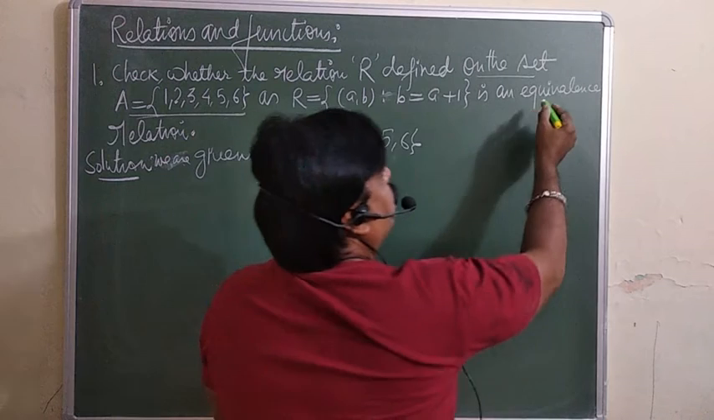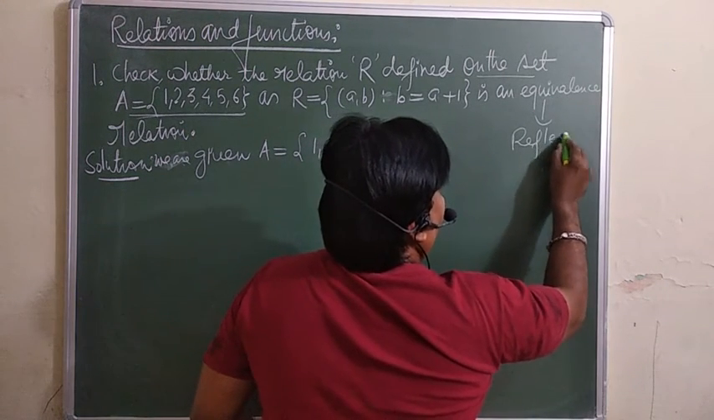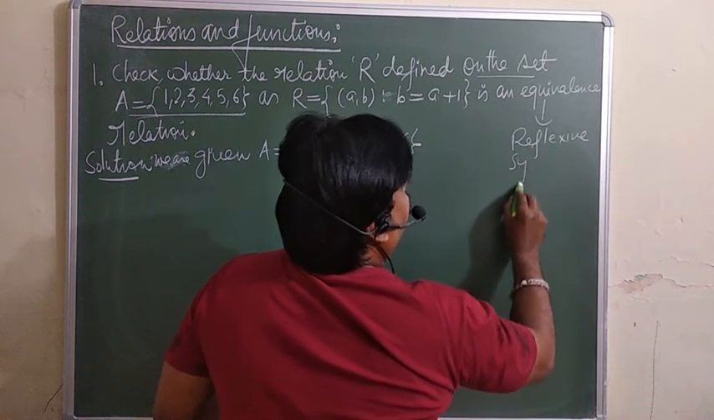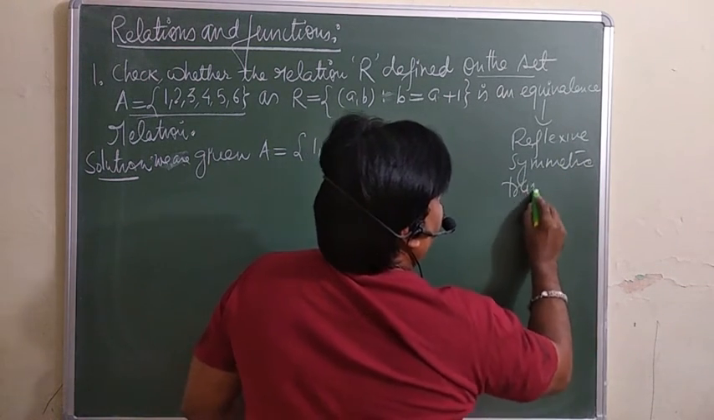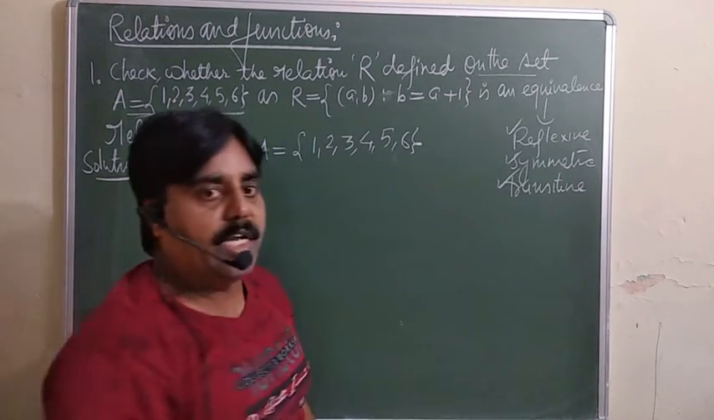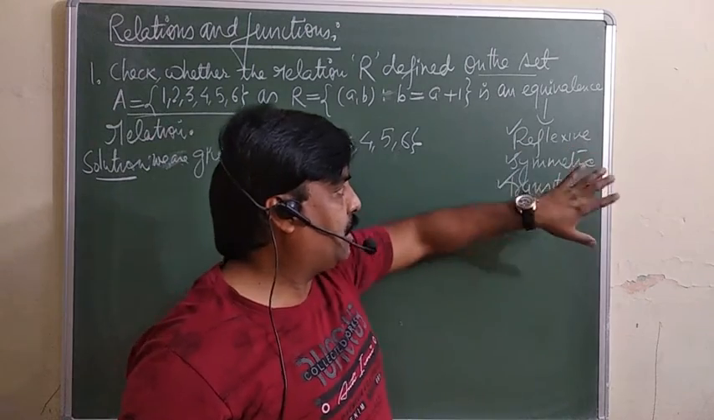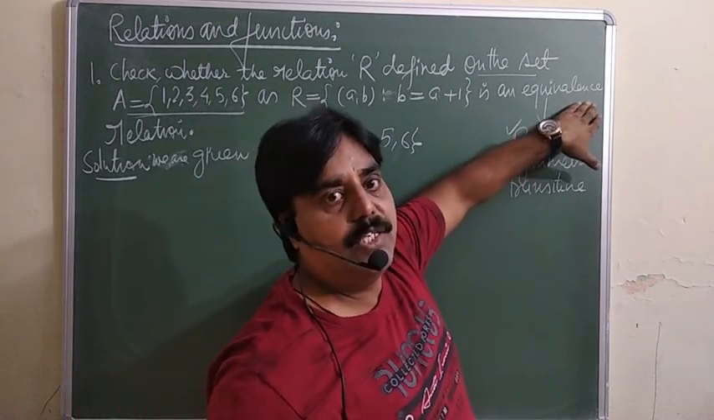We already know that to become an equivalence relation, the relation should be reflexive, symmetric as well as transitive. All three properties should be there. If it is reflexive, symmetric and transitive, then the relation will be an equivalence relation.